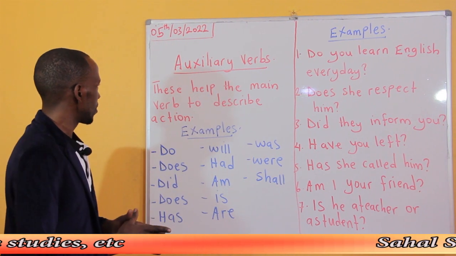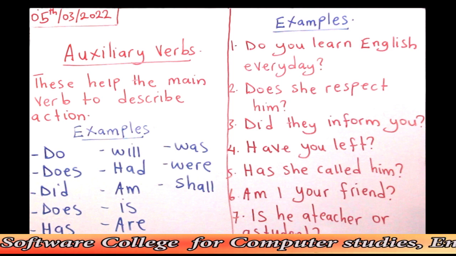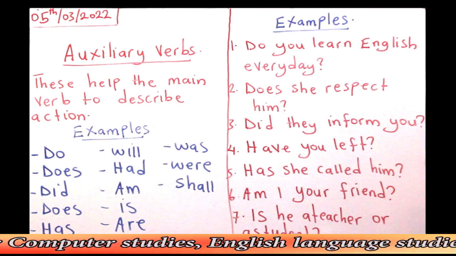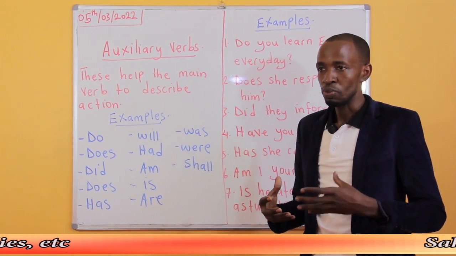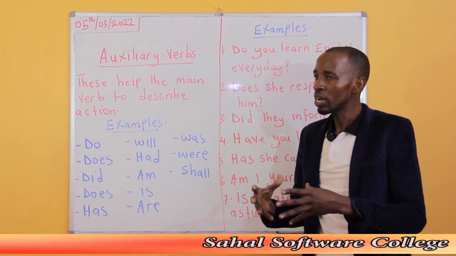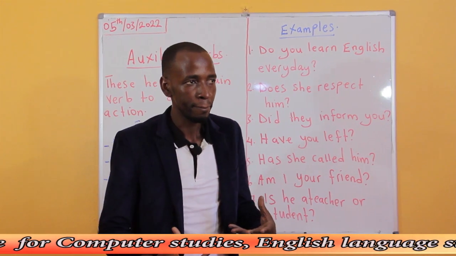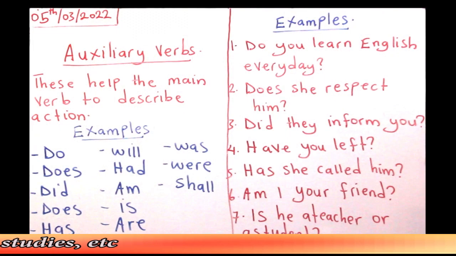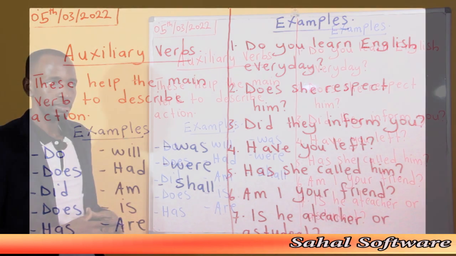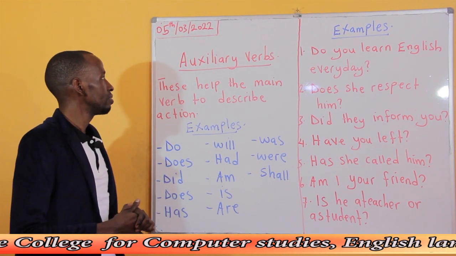Now let's start with the word auxiliary verbs. Auxiliary verbs mean what? These are verbs that work with the main verb to make a sentence. So they work with the main verb to describe how the action is done. They work together, so they cannot work alone. It is a system. You cannot make a sentence without auxiliary verbs.